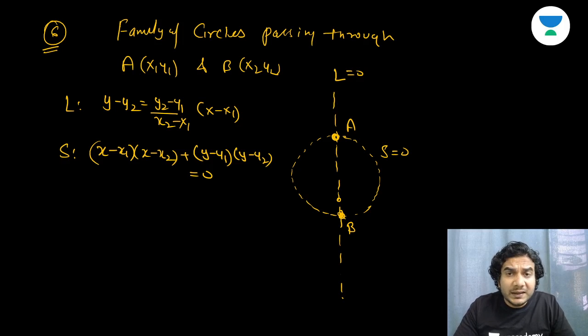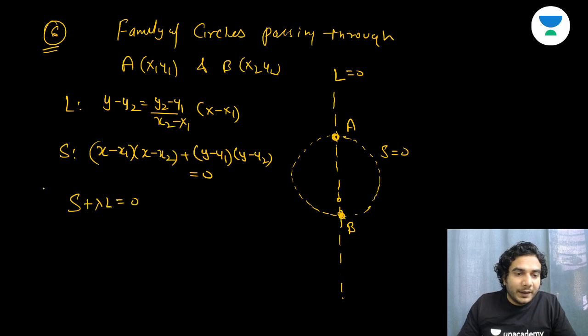Yes, you can use any circle, okay? I've taken a circle whose diameter is AB because I know the diametric form of a circle. If endpoints of a diameter are given, we can write the equation of the circle easily. Okay, so I'm using this equation, and now we can use S plus lambda L.